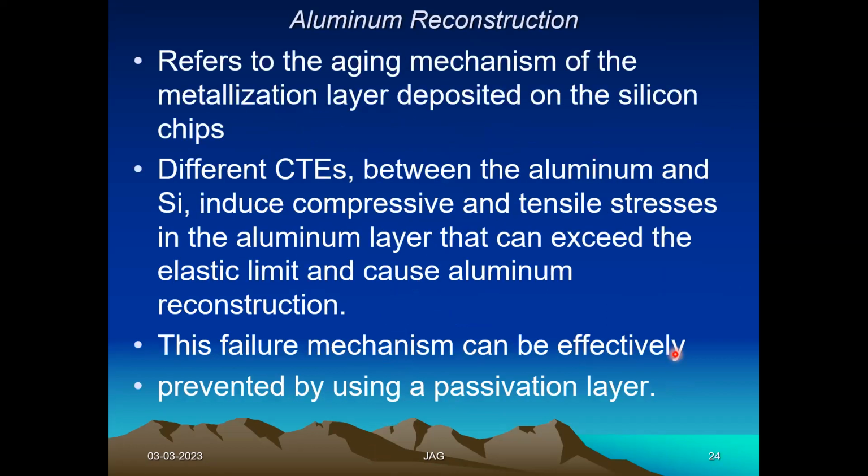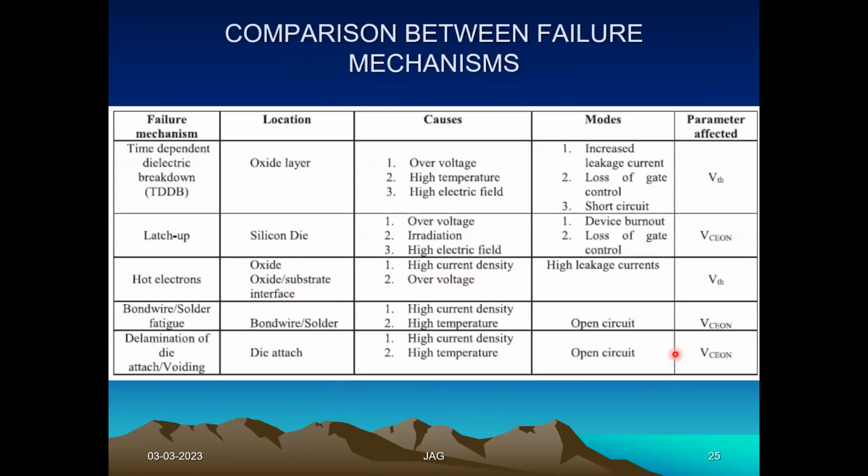Aluminum reconstruction, in the same way, is another reason for failure. Aging or degradation will happen due to that. So this table tells in detail how the failure occurs, what the reasons for the failure are, at which location the breaking or failure occurs, and what the modes of identification are, what parameters are getting affected.